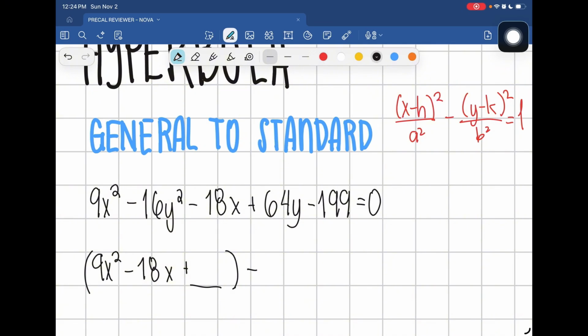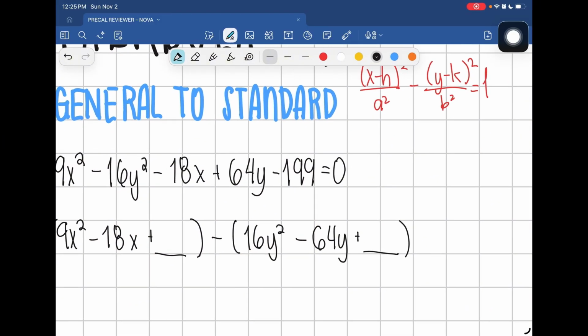So next, let us factor out the negative. Negative 16, we factor out the negative from there, so it becomes positive 16y squared. Next, we have 64y. We want to factor out the negative from the positive, so it becomes negative 64y plus blank, and equals to negative 199. We put it on the right hand side, so negative 199 becomes positive 199. So equals to 199.